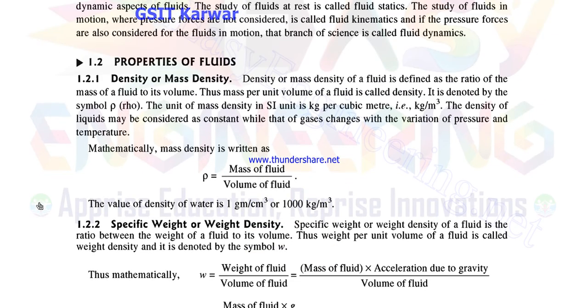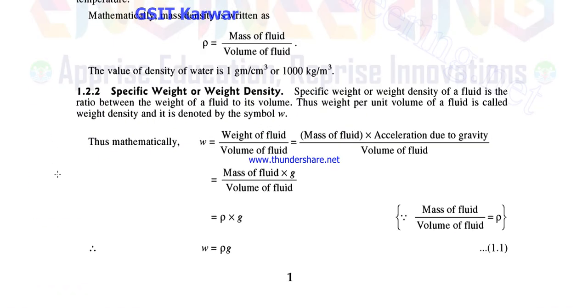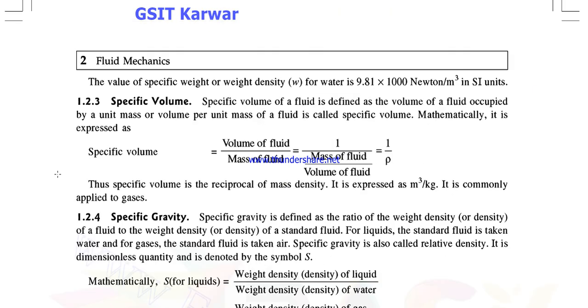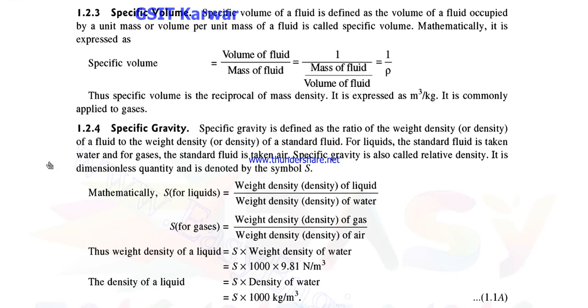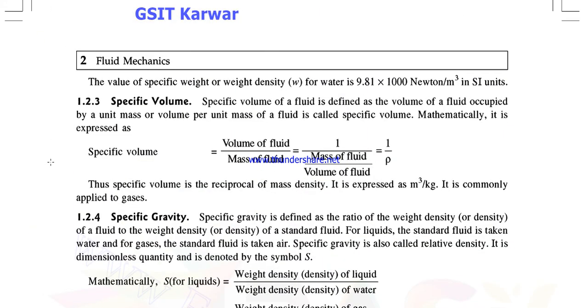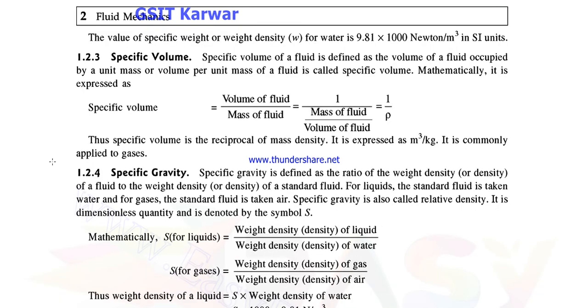Okay, these are the 4 important properties of fluids. You should remember them, write them down in your notebook, and update your notes daily. The first property is density or mass density, the second is specific weight or weight density, the third is specific volume, and the fourth is specific gravity. These are the 4 important properties of fluids.